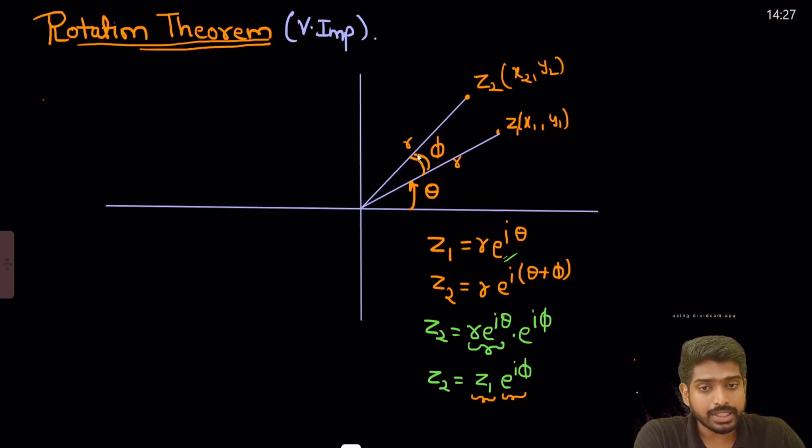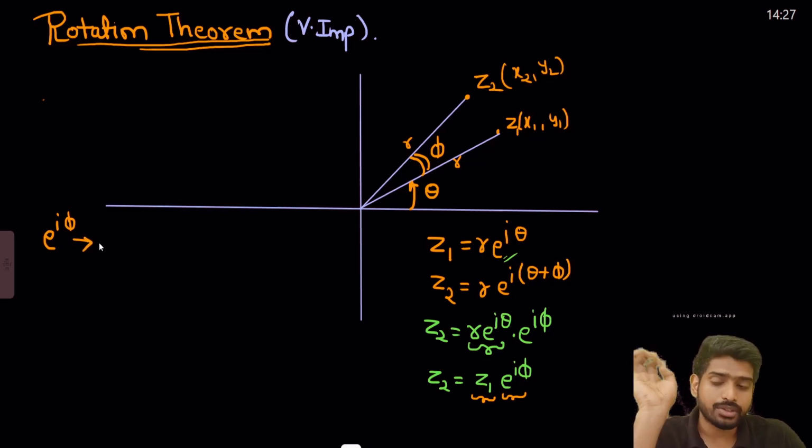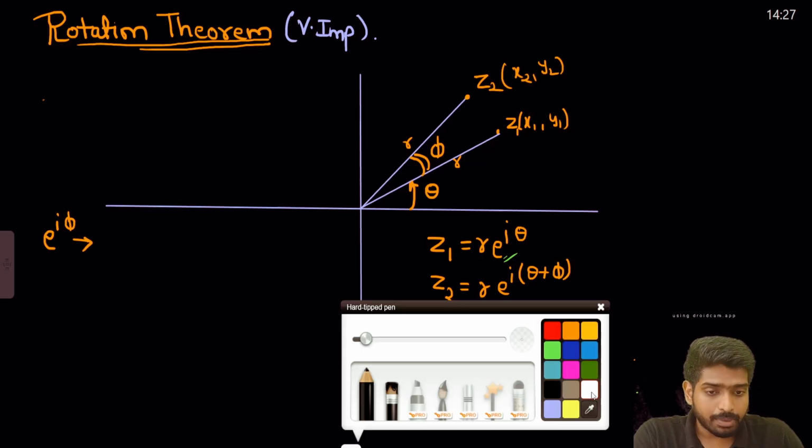Got it? Whose magnitude is the same and who is making phi angle with z1, means to rotate the z1 vector, we have to multiply by e to the power i phi, because I want to rotate this z1 vector with phi angle, right? What is the z2 vector? Z2 vector is nothing but the z1 vector rotated with phi angle in anti-clockwise direction. Yes or no? So to rotate it, we'll multiply e to the power i phi. This is known as the rotation factor. So we'll write this one, e to the power i phi.